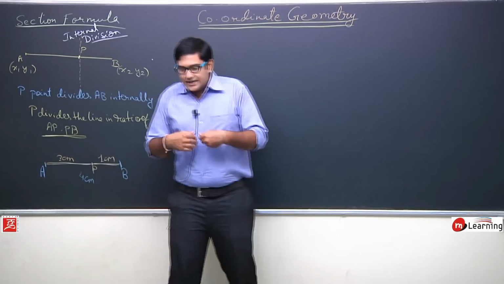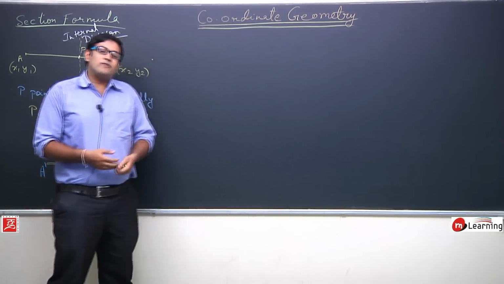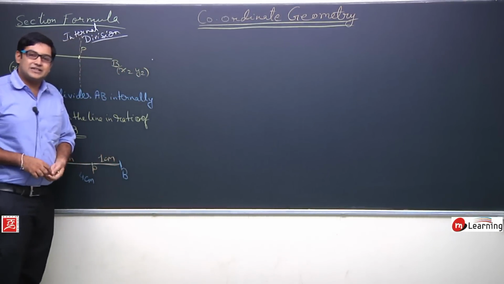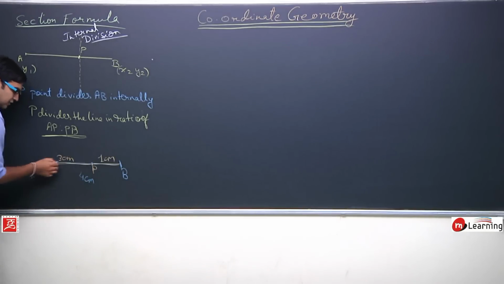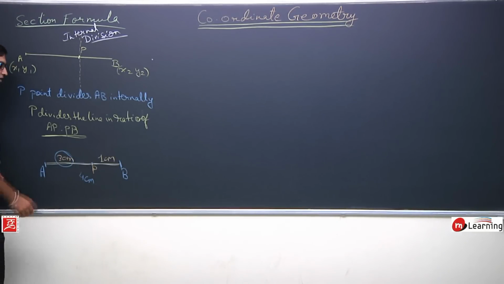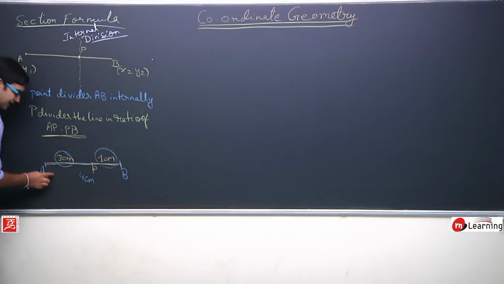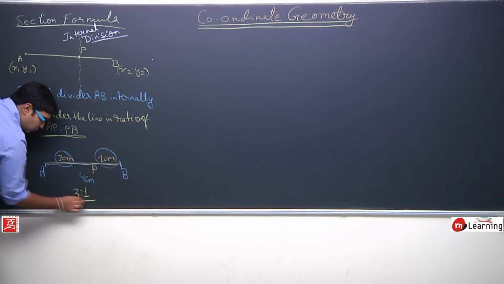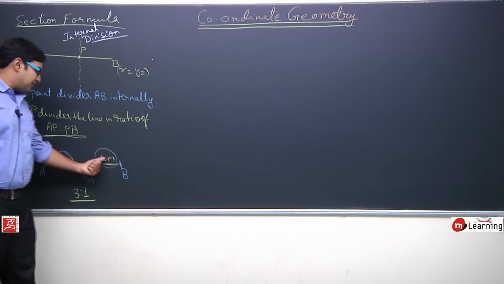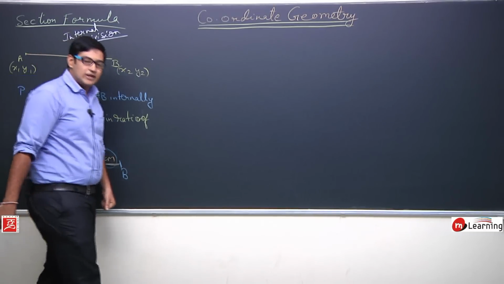Now if I try to determine the ratio of division in which this line segment is divided, then as I said, the P point divides the line in the ratio of AP is to PB. So what is the length of AP? The length of AP is 3 centimeters, and what is the length of PB? It is 1 centimeter. So in this case, the P point divides the line in the ratio of 3:1. Okay, 3 centimeters, 1 centimeter, 3:1.